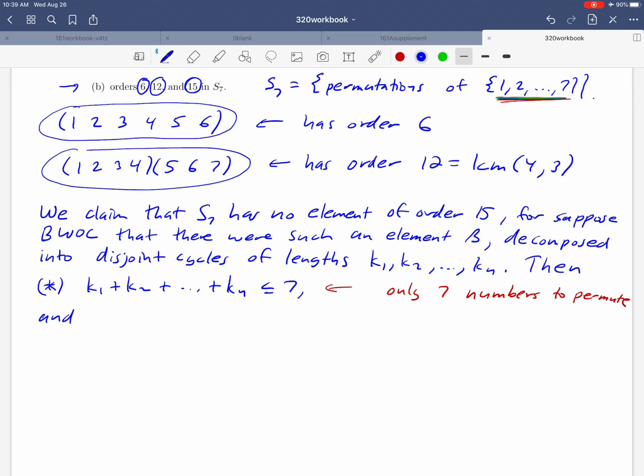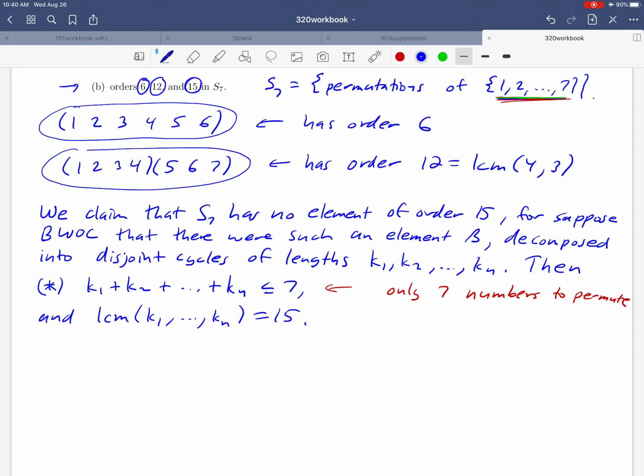The other thing that has to be true: we assume that beta has order 15, so the least common multiple of all of these k's has to be 15. Sorry about my writing here. All right, but let's think about what the possibilities are. What would have to happen in order to get a least common multiple of 15?